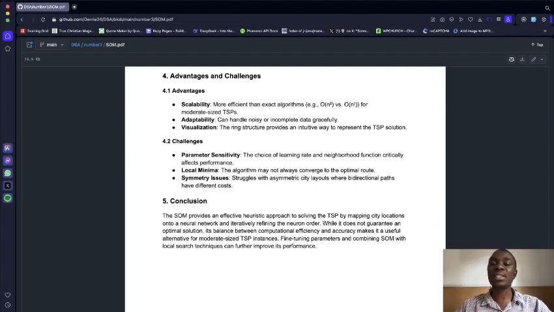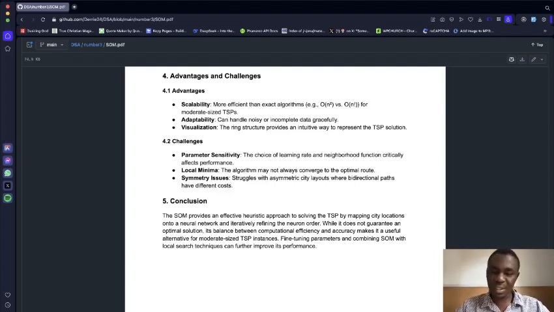Challenges: parameter sensitivity. Because you have to select the learning rate and your neighborhood function, your choice in the neighborhood function will affect the performance of the algorithm. Local minima. The algorithm may not always converge to the optimal route. And then asymmetric issues. So asymmetric city layouts whereby directional paths have different costs. So it may struggle when you have different costs between the bidirectional paths to the cities.